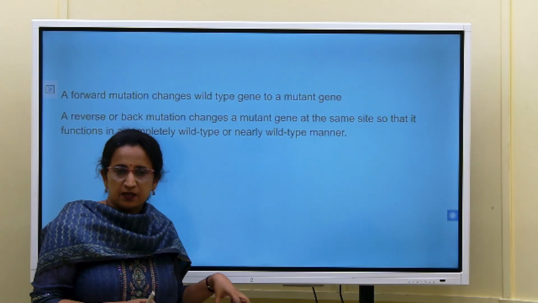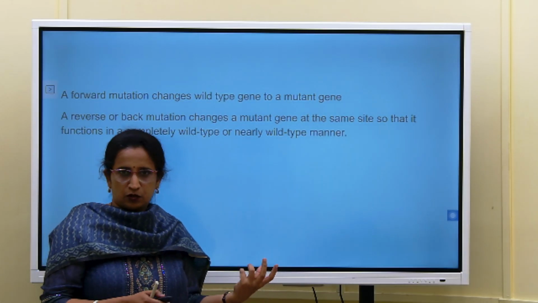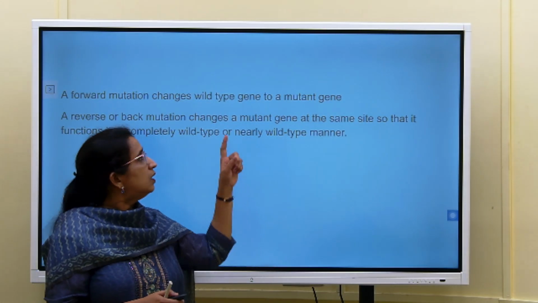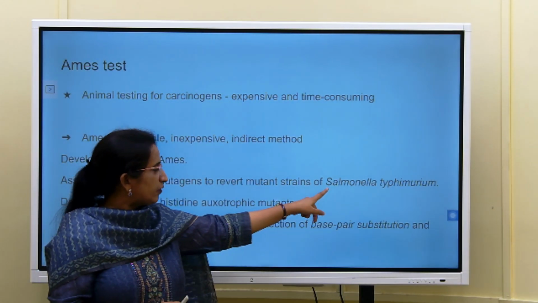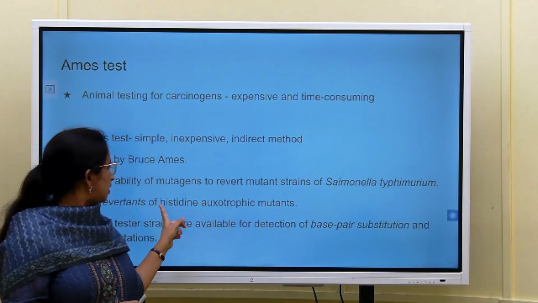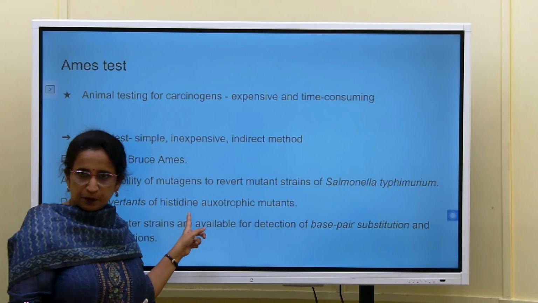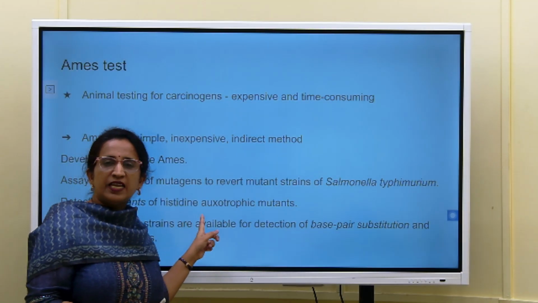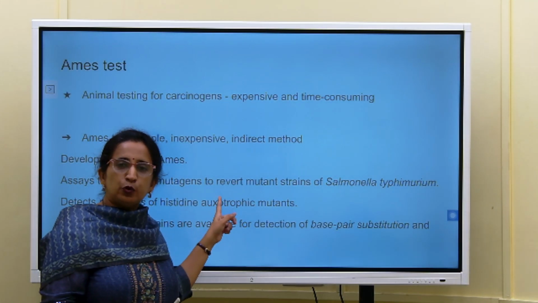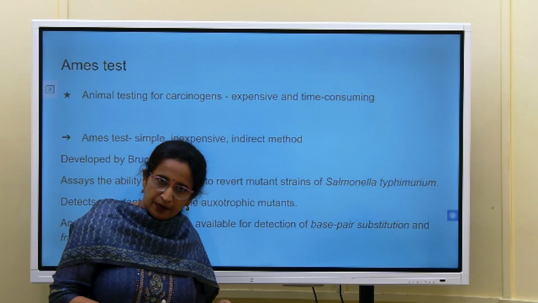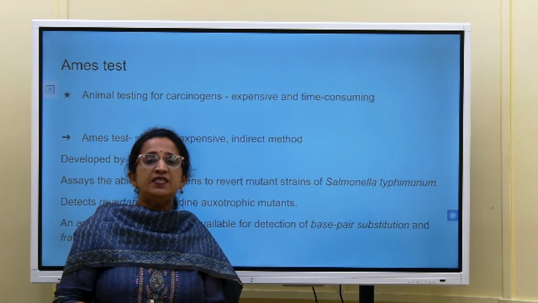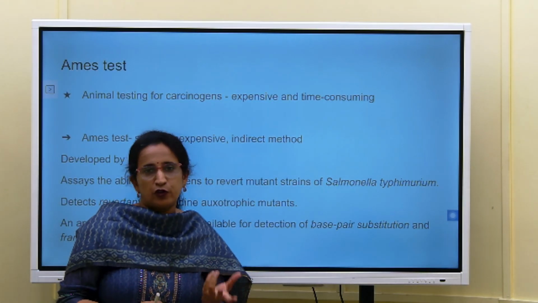In this test, in this method, we use a mutant strain of Salmonella typhimurium, and these mutants are auxotrophs for histidine. When this strain is exposed to a mutagen, it may revert back to its original wild type and it will now become histidine plus. That is what we have to detect over here.